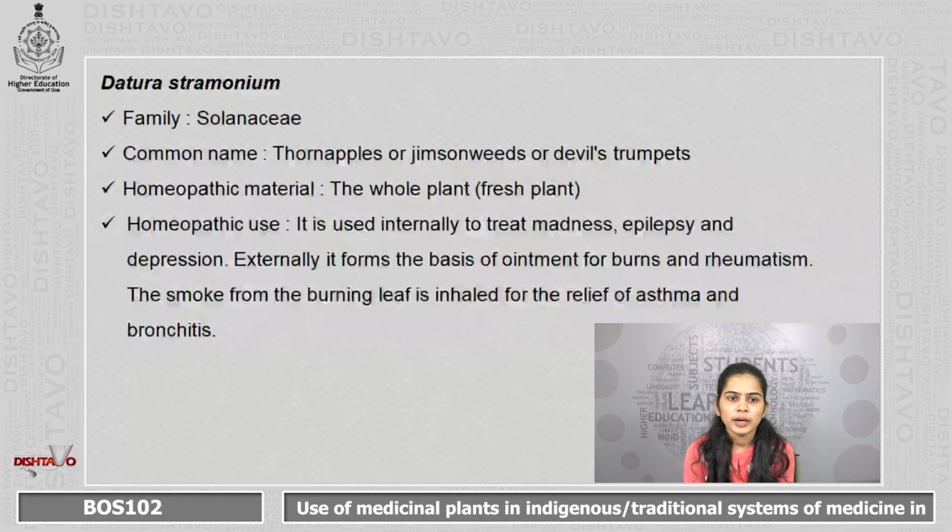The next plant is Datura stramonium. It belongs to family Solanaceae, commonly called thorn apple, sometimes also called devil's trumpet or Jimson weed. The homeopathic material used is the whole plant, that is the fresh plant. Homeopathic uses: it is used internally to treat madness, epilepsy, and depression. Externally, it forms the basis of ointments for burns and rheumatism. Also, the smoke from the burning leaf is inhaled for the relief of asthma and bronchitis.